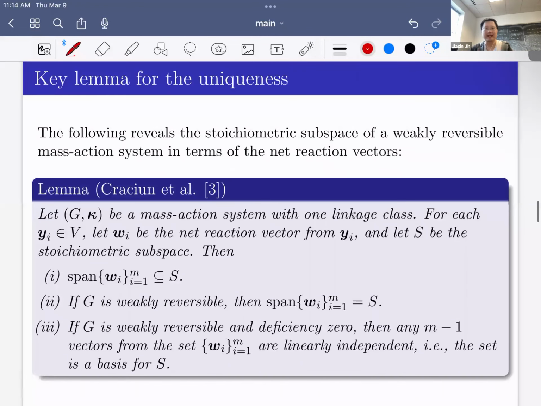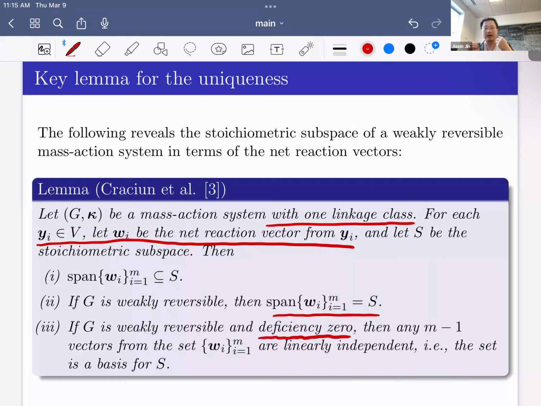So the key lemma to find the uniqueness is to say, let's assume we have just one linkage class, and if you just focus on the net reaction vectors starting from each vertex in this linkage class, then you will find that if this graph is weakly reversible, the span of the net reaction vectors is equivalent to the stoichiometric subspace.